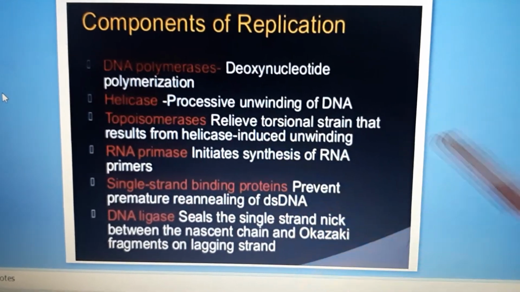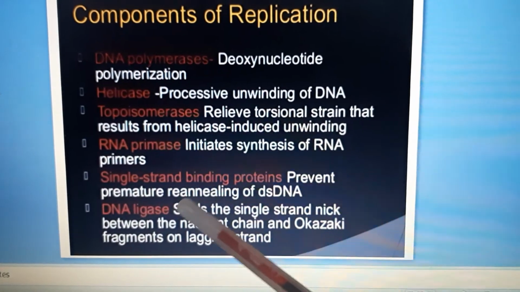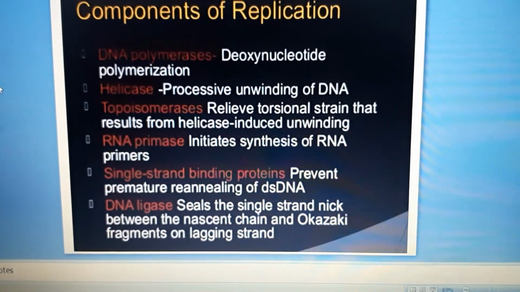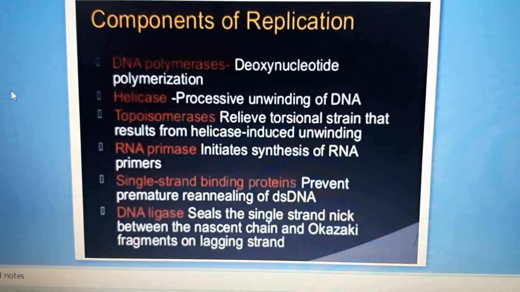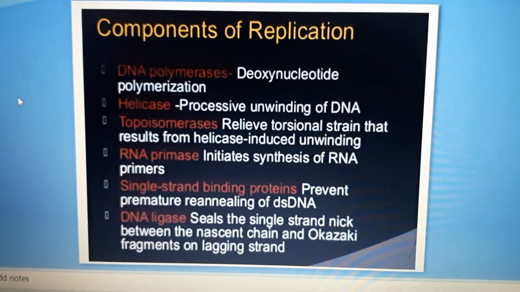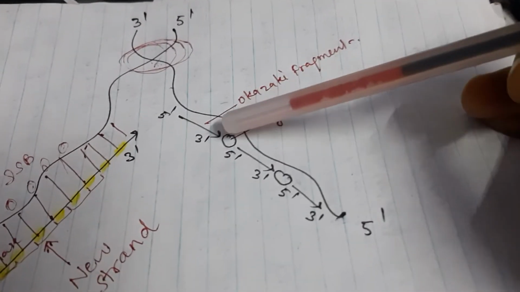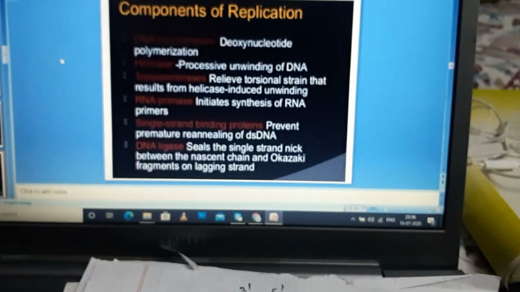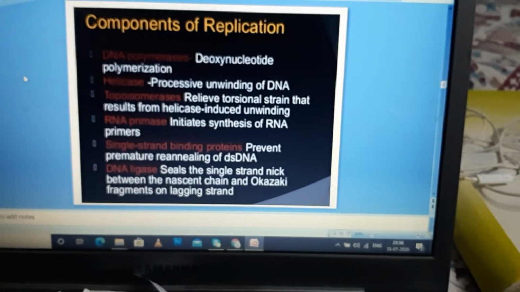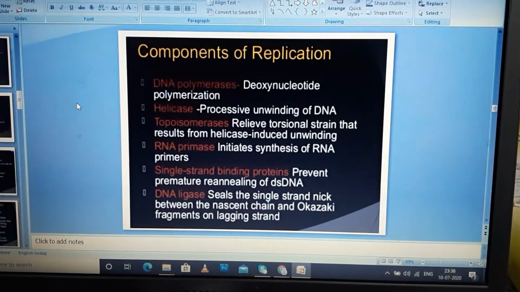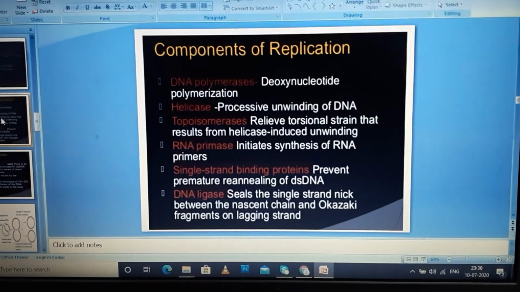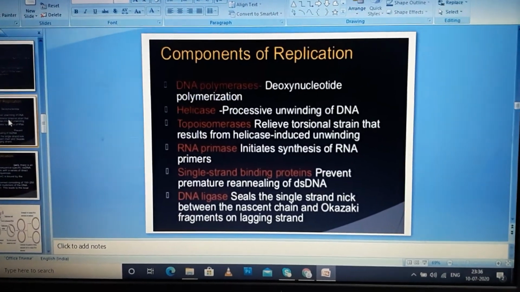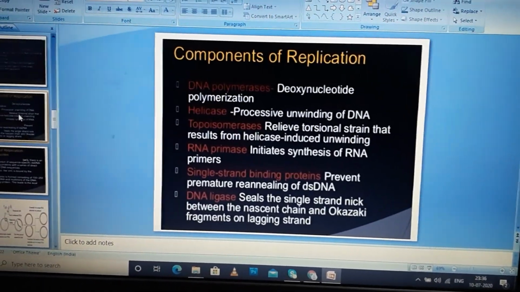And afterwards we have DNA ligase. DNA ligase seals the nick between the nascent chain, or you can say the Okazaki fragment chain. Everything will be clearer when we study replication in prokaryotes. So in our next class we will be studying replication in prokaryotes.